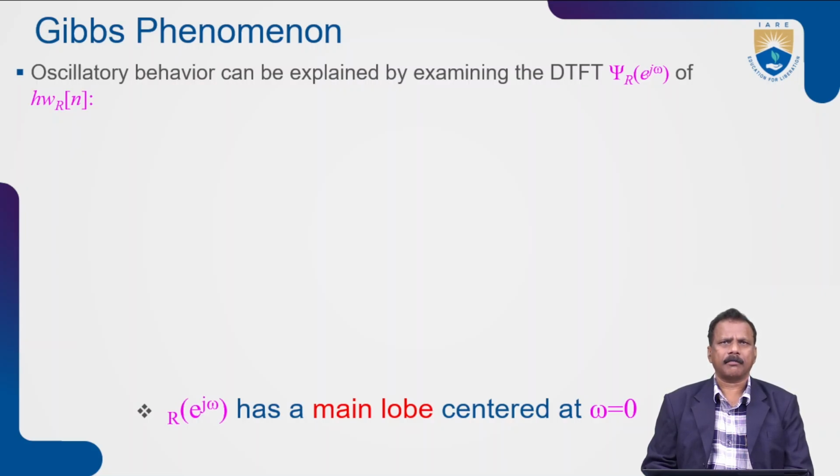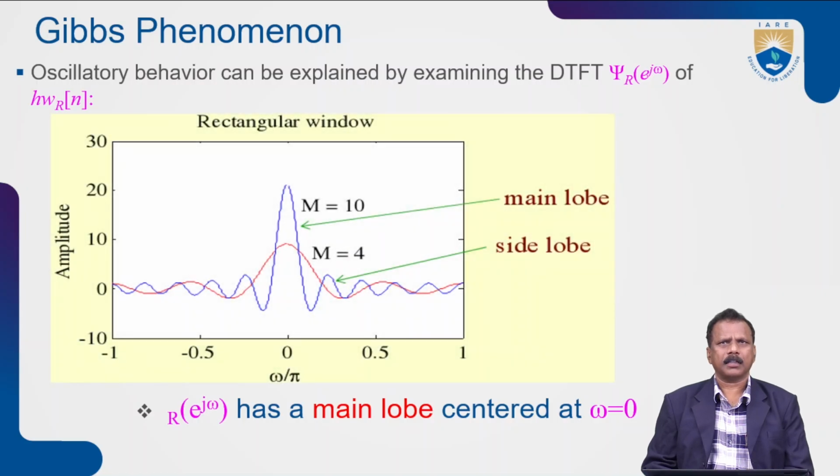With this rectangular window, consider the main lobe and side lobes and how they are reflected. Main lobes increase, side lobes decrease, and so on. Try to verify that here R(e^jω) has a main lobe centered at ω equal to 0.